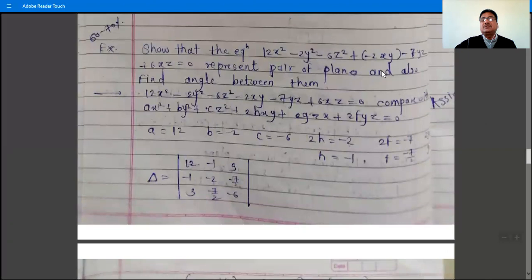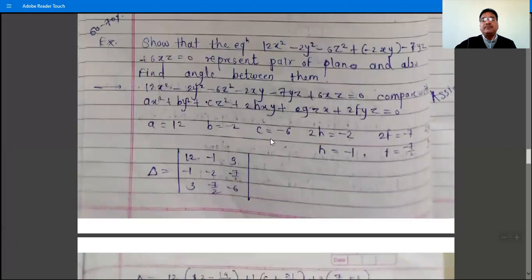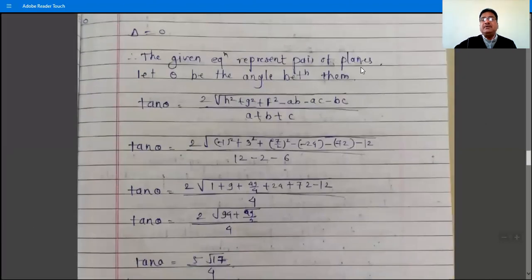The next question is also find the angle between them. Suppose that theta is the angle between the pair of planes. Then what is the formula? Tan theta is equal to 2 times root of h square plus g square plus f square minus ab minus ac minus bc, divided by a plus b plus c.